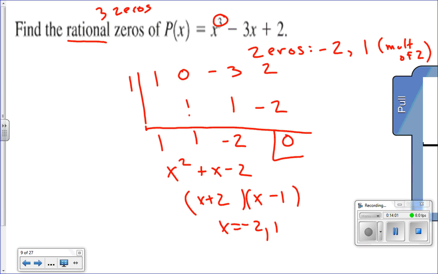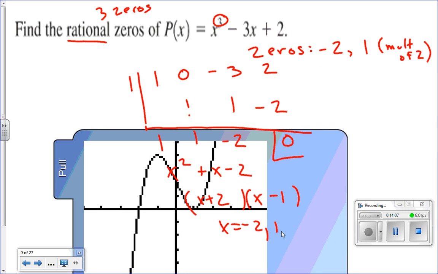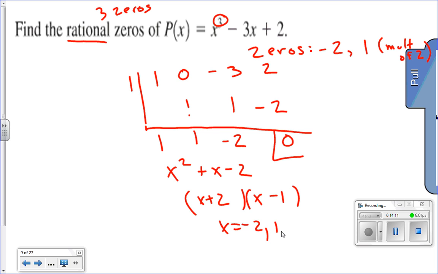And so we've done this several ways. We looked at the graph. And from the graph, we saw where the x-intercepts were, which are the zeros. We also used synthetic division to find zeros to verify that's the case.